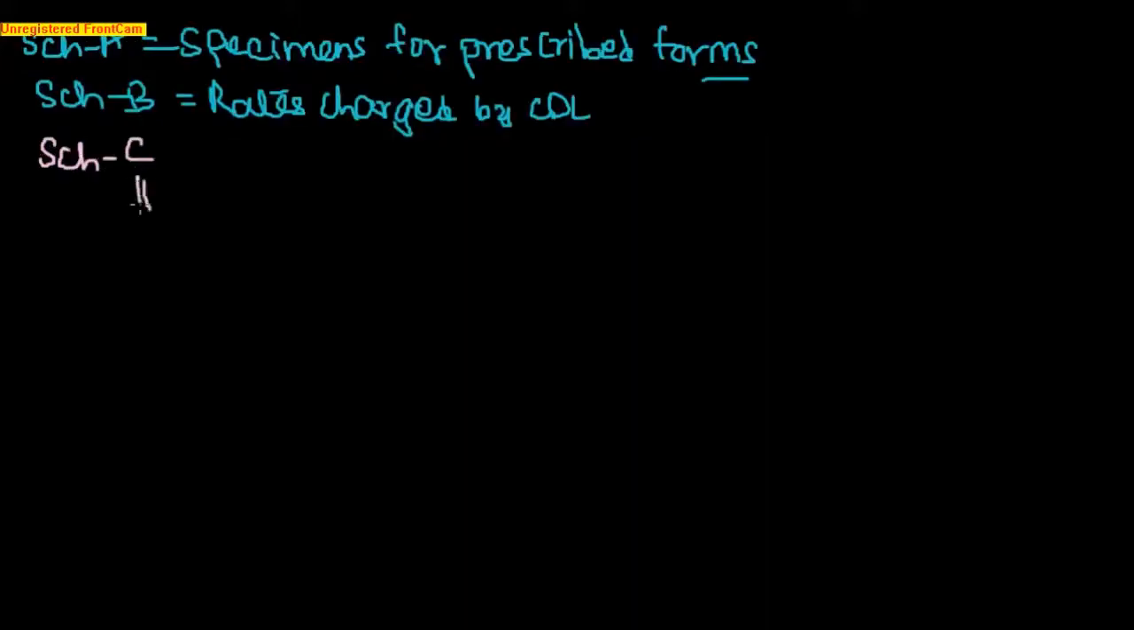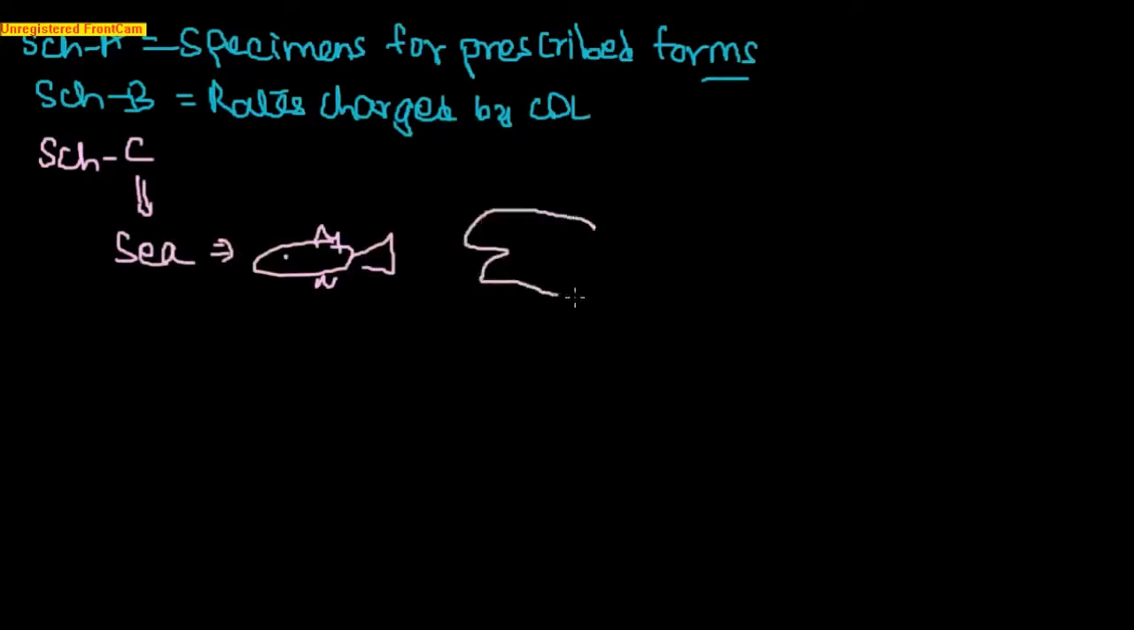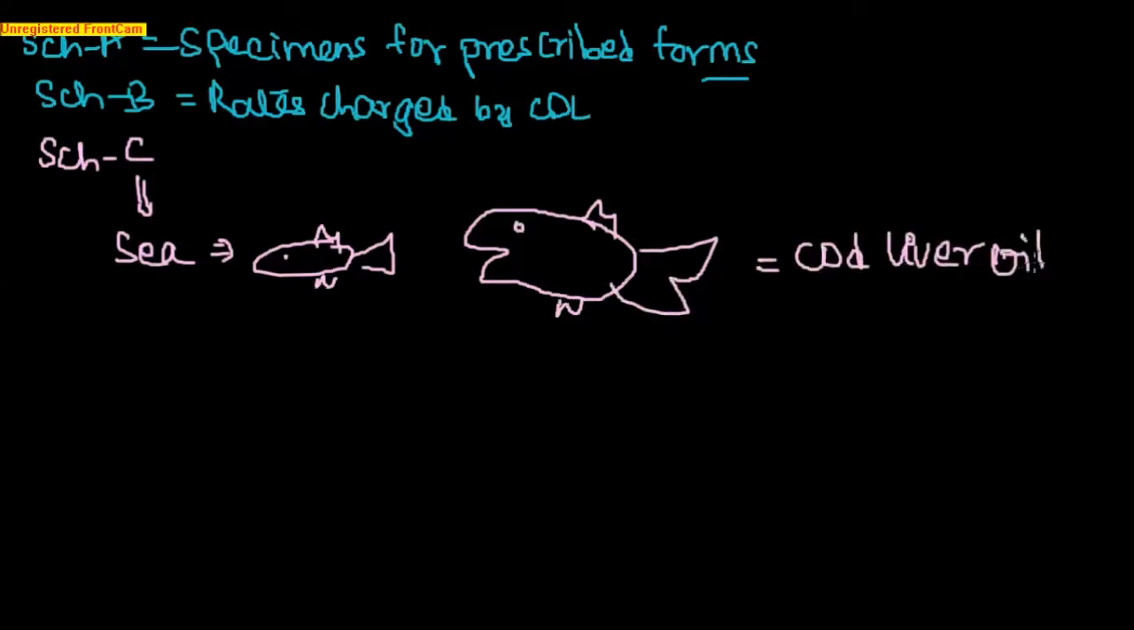Then comes schedule C, like an ocean. The sea has many fishes, sharks, from which we derive many oils like cod liver oil, which is a biological product. So schedule C has a list of biological products.